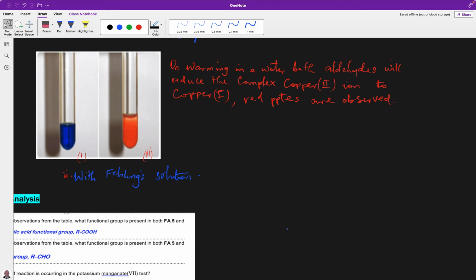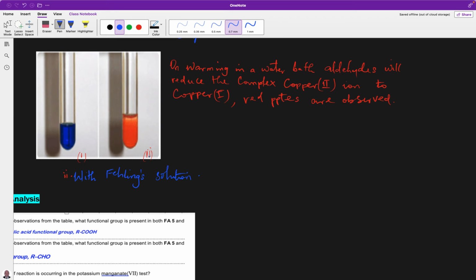For instance, we have two test tubes. Test tube number 1 has a ketone in it. When we place the complex copper(II) ion solution into this test tube that contains a ketone, the blue color will not change, indicating that there is no reaction with a ketone.